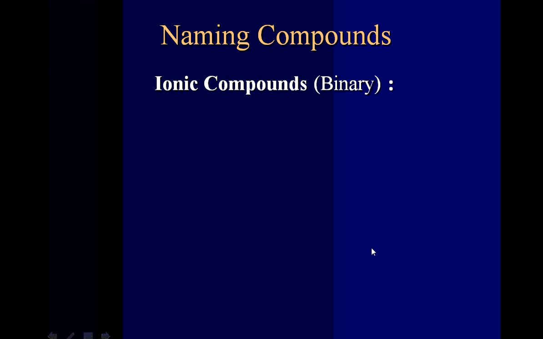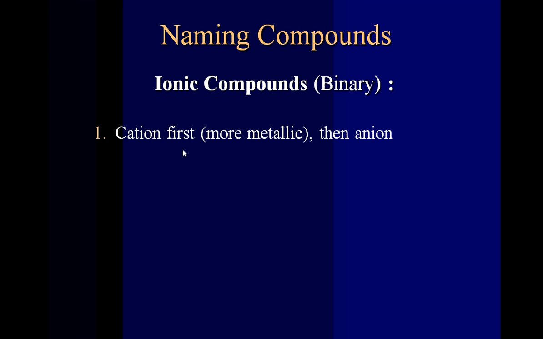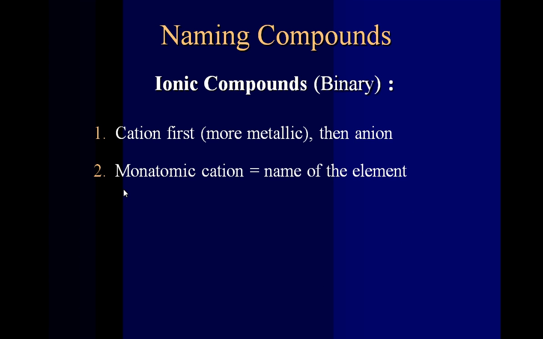Naming compounds, you will need to know this for today's homework. Ionic compounds, binary just means that we have two different kinds of atoms. So the cation, or the more metallic, or the metal, is always written first. And then the monatomic cation just means that we have one of those. For example, calcium is a metal. How do we know that? Because it appears on the left side of the periodic table.